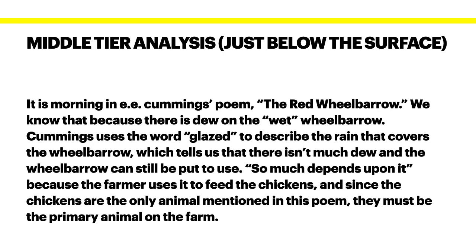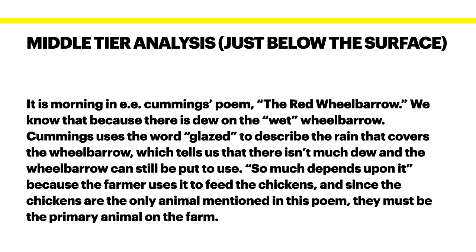It is morning in E. E. Cummings' poem, The Red Wheelbarrow. We know that because there is dew on the wet wheelbarrow. Cummings uses the word glaze to describe the rain that covers the wheelbarrow, which tells us that there isn't much dew and the wheelbarrow can still be put to use.